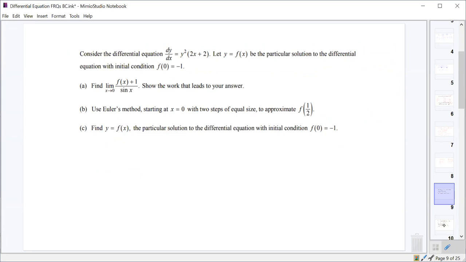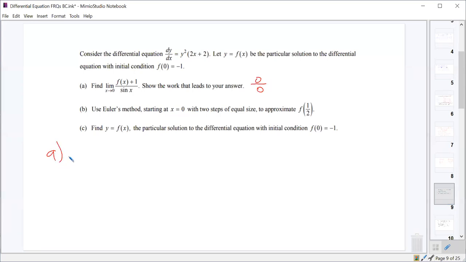This is the last one I asked you guys to do. Okay. All right. We'll just go through this one. First, we'll find the limit as x approaches 0 of this. If you try to plug in 0, what do you get?